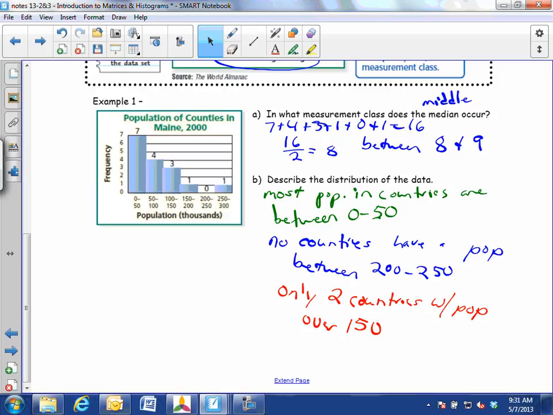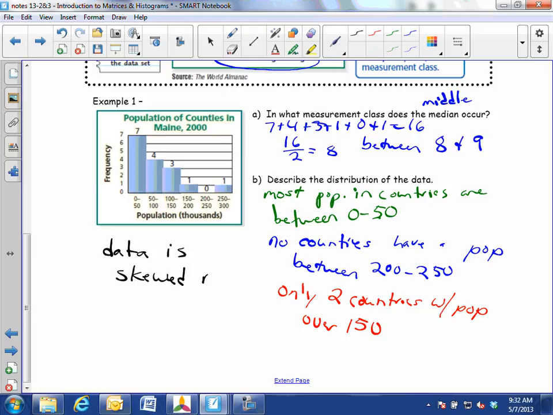I'm going to point out one more thing. Notice how most of our numbers are over here on the left, and like you said, there's not very many over here on the right. This is when we call the data skewed. If I was going to pull it like a piece of taffy, it's going to be thinner on one end than the other. So it's like I'm pulling it to the right. So I would say that the data is skewed right. The thin end is what they call the tail.